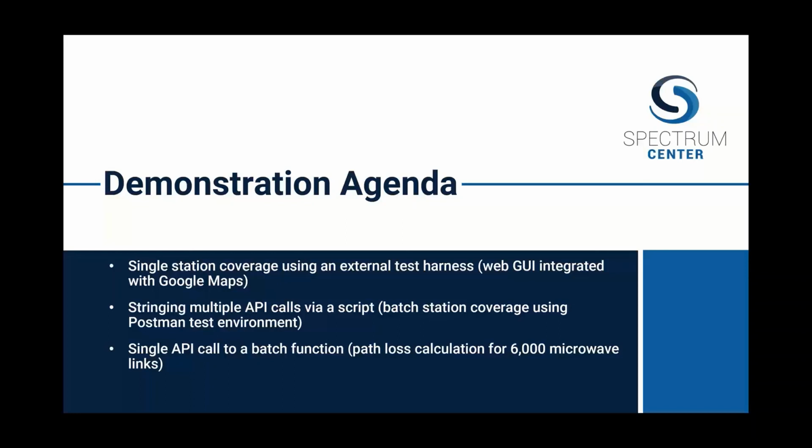Then we're going to show an example of stringing multiple API calls via a script. So it'd be like a batch station coverage using the Postman test environment. And then we're going to go to a third example, which is a single API call to a batch function. So instead of scripting a batch operation, it'll be a single call to a batch function. This is the path loss, the batch path loss function for the 6,000 microwave links. So that'll be kind of the more optimal way to do things. Obviously, things go a little quicker if you only have to make one call as opposed to 6,000 calls or several calls. But we'll show both examples.